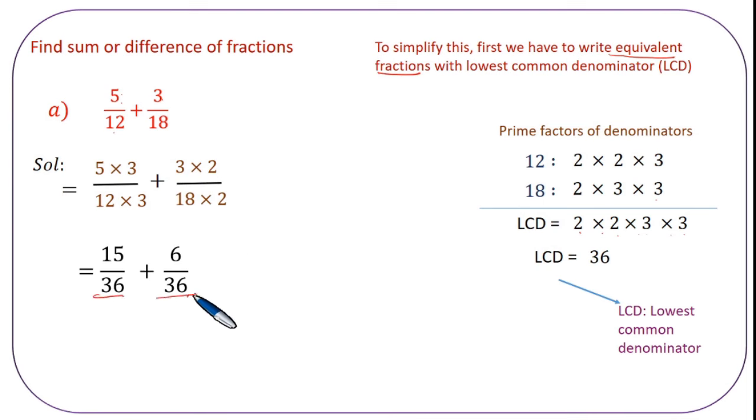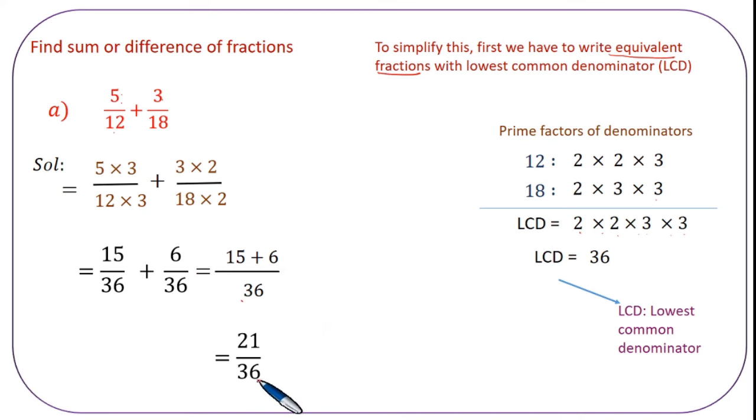Now we got the same denominator. When the denominators are the same, it is the same as our previous problem. You just have to add the numerators, keeping the common denominator the same, which is 36. The denominator is 36 and the numerator is 15 plus 6, which is equal to 21 over 36. 15 plus 6 is 21. So it is 21 over 36.